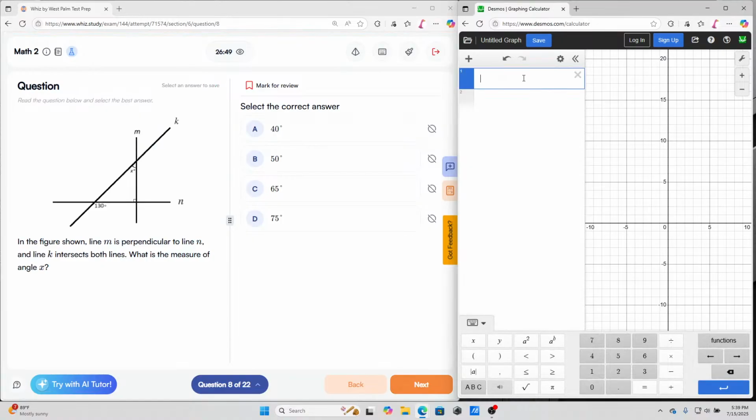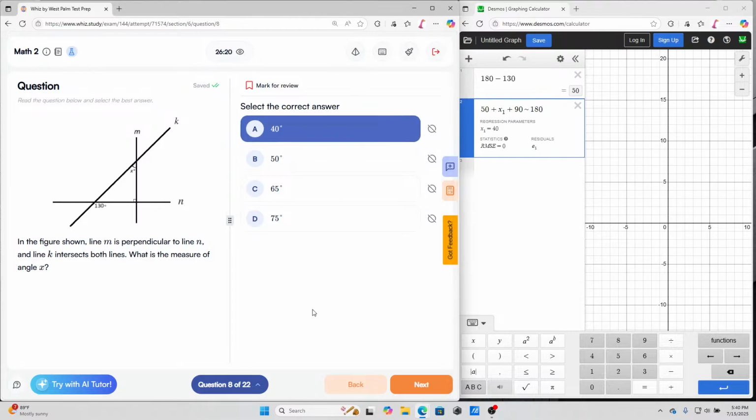So, in the figure shown, line M is perpendicular to line N and line K. Okay, so it doesn't say this figure is not to scale, so that's interesting. Anyway, so 50 plus x plus x1 plus 90 is equal to 180. So 40 degrees.